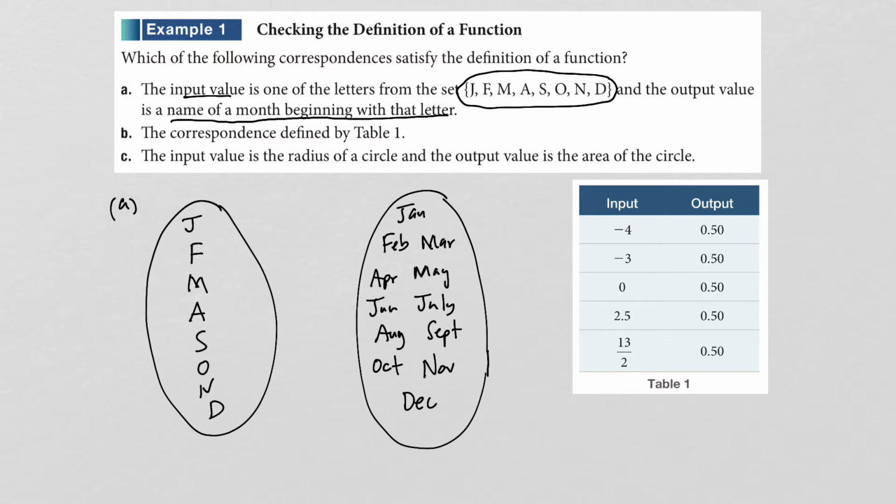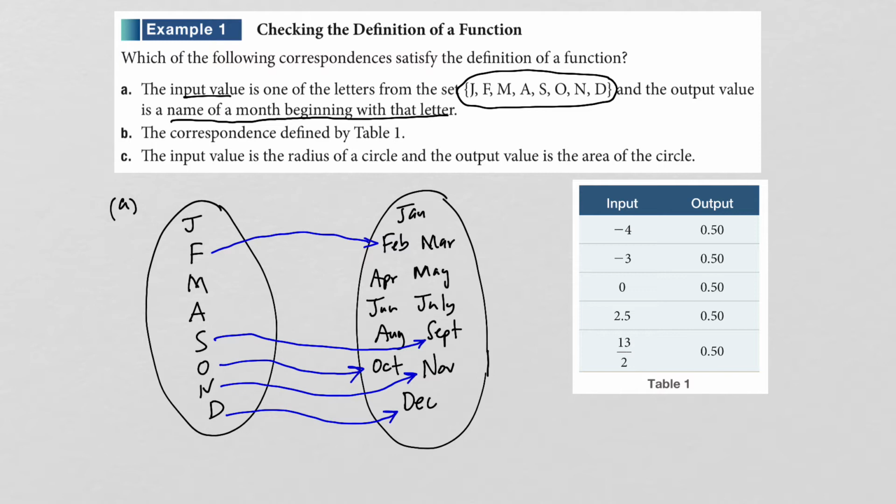And I'm going to go out of order here on purpose. If we take the letter F, for example, the letter F can only represent the month of February, right? Because February is the only month that begins with the letter F. The letter S can only represent the month of September. O can only represent October. N can only represent November. And D can only represent December.